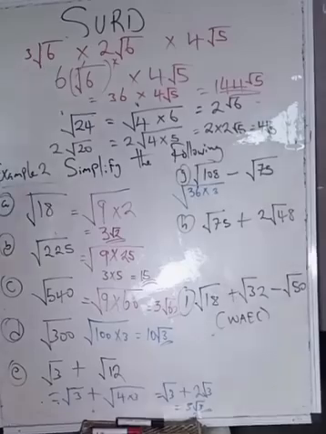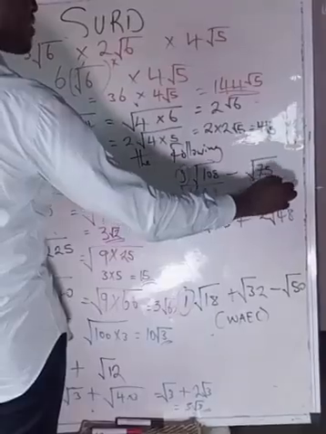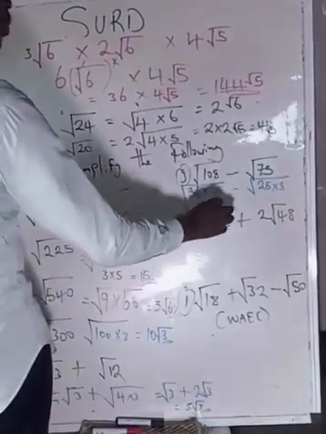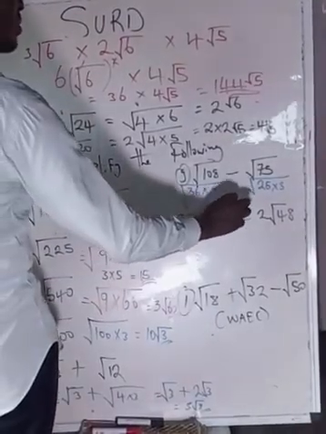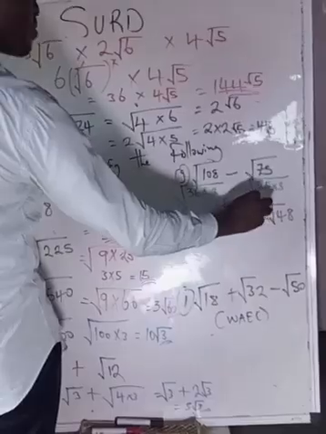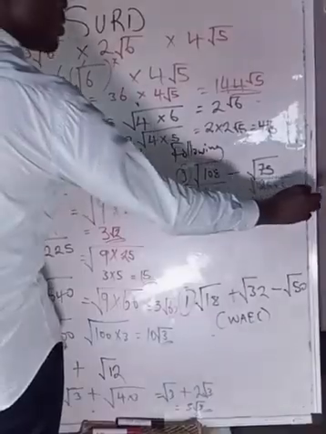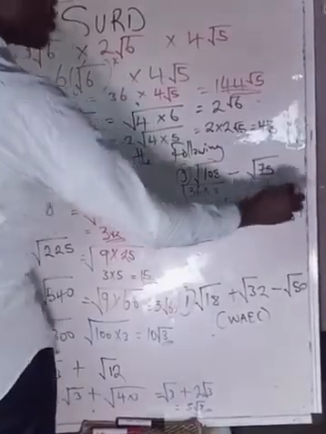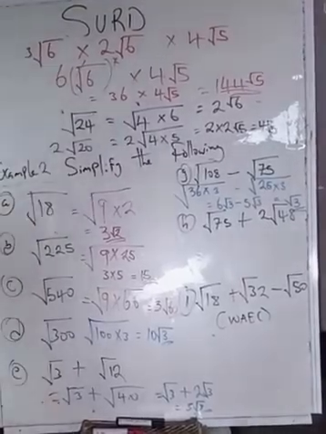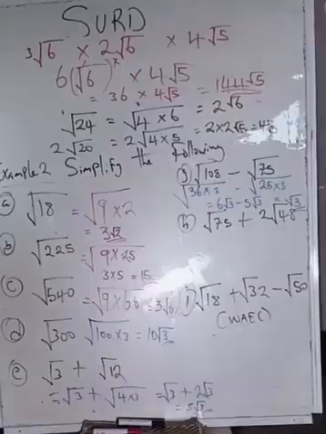36 times 3, the 25 can be expressed as 25 times 3. The square root of 36 is 6. So this will be equal to 6 root 3 minus square root of 25 is 5, minus 5 root 3. 6 minus 5 is equal to 1. So our final answer will be equal to root 3. So root 3, square root of 3 is the same thing as 1 root 3.